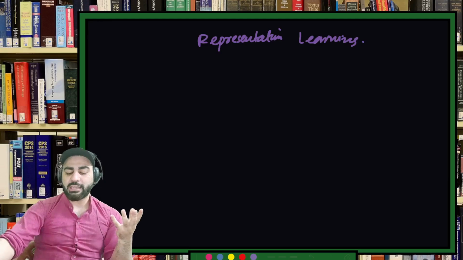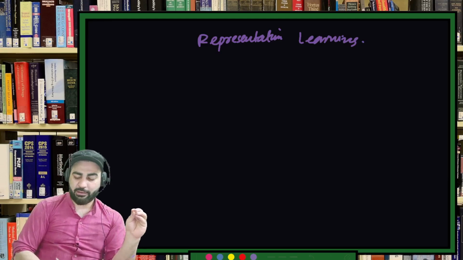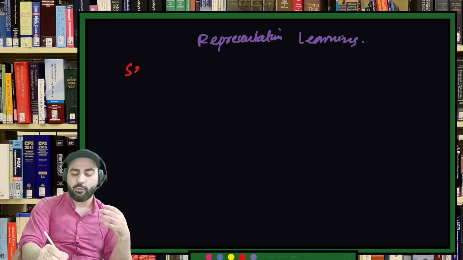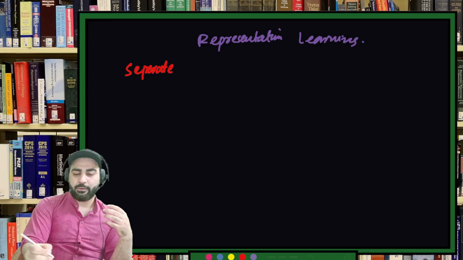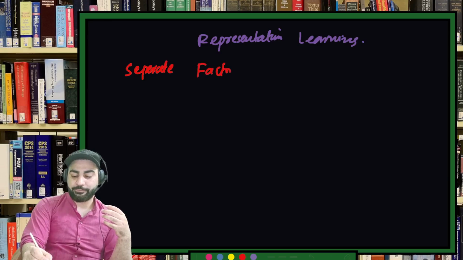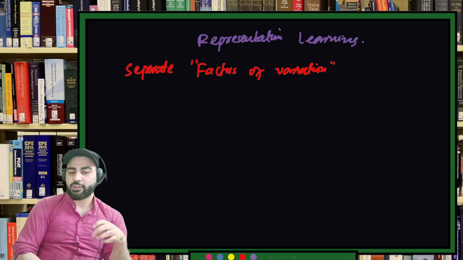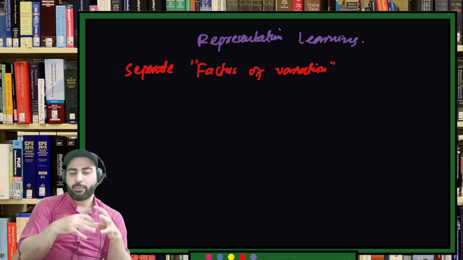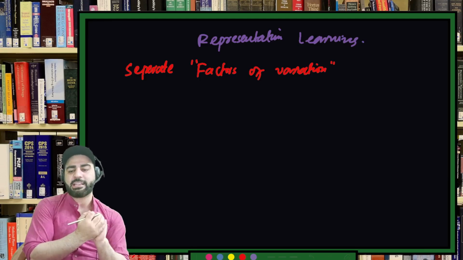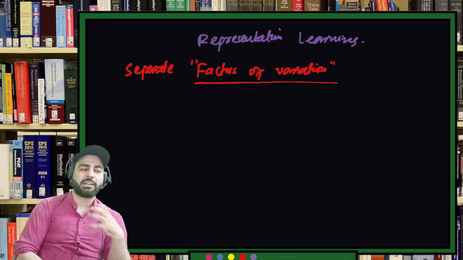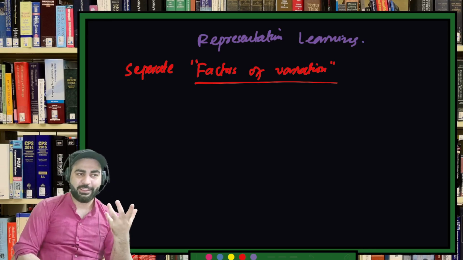There is a term called separating factors of variation. That's what representation basically means. So what we are up to is that we have to separate what are called factors of variation. So what is the meaning of this term, factors of variation? The goal of representational learning is to basically design features. So you have to design such features. But now what you can do is find those factors which give a lot of variety.